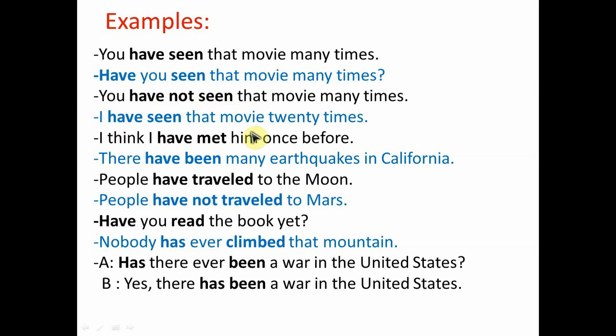I have seen that movie 20 times. I think I have met him once before. There have been many earthquakes in California. People have traveled to the moon. People have not traveled to Mars. Have you read this book yet? Nobody has ever climbed that mountain.